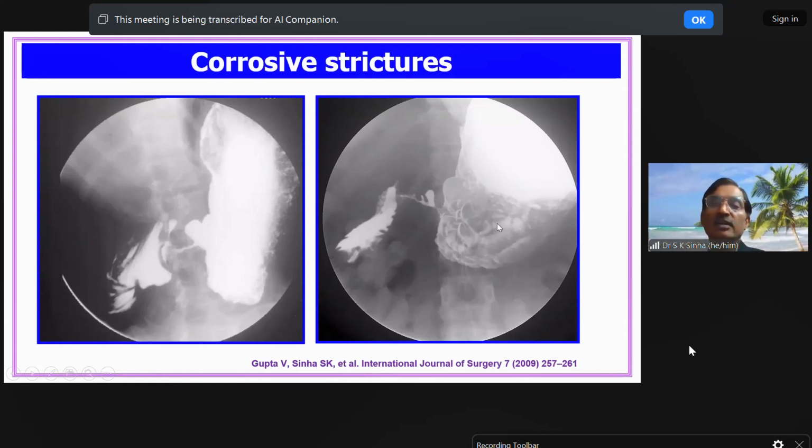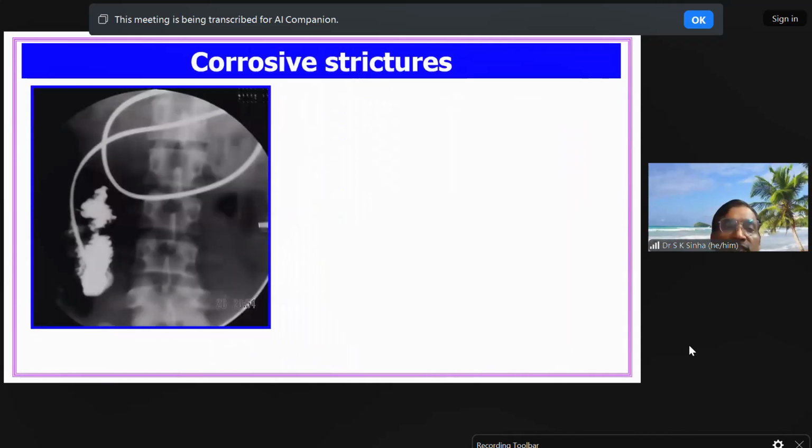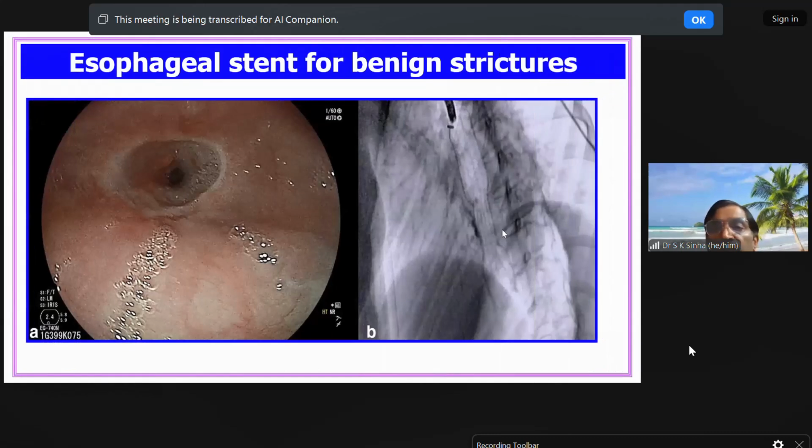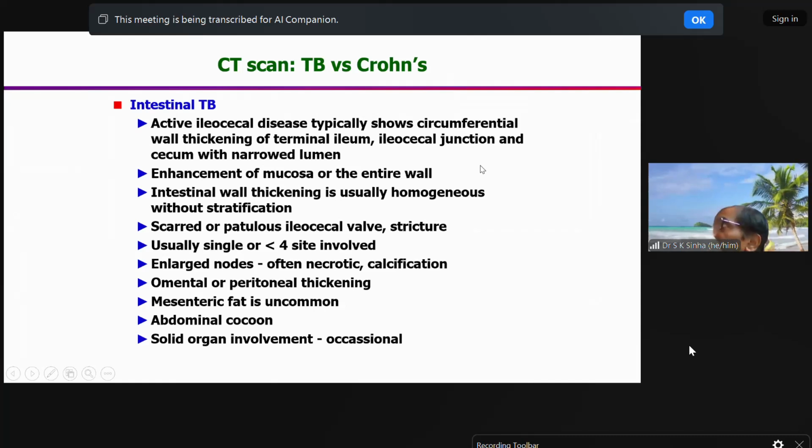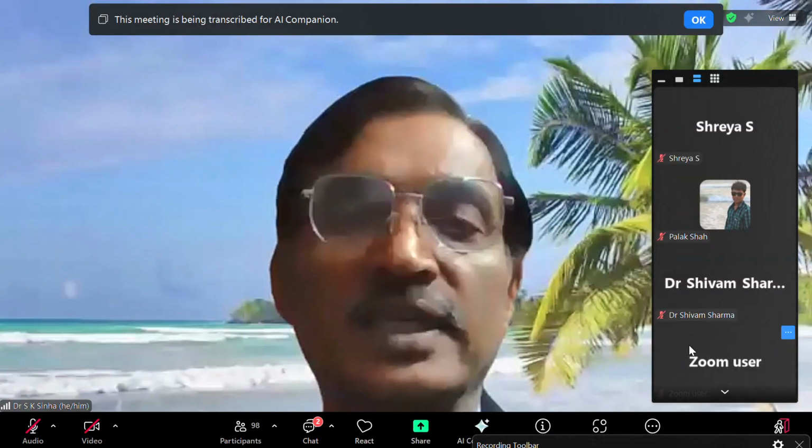And here you are seeing an irregular filling defect. This is not because of a mass lesion, but because of the gastric outlet obstruction, because of the food residue which you are seeing. So again, you are seeing another stricture here. You can see there is a metal stent, and you can try to make out which stent it is. So even in esophageal. So I will stop here. There are more slides of CT, TB versus Crohn's, but today I think we have had enough, and I would like to stop out here.